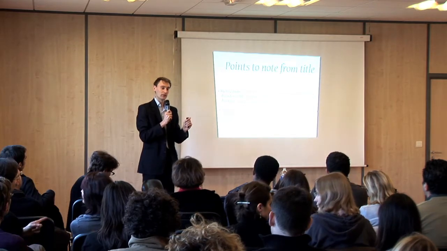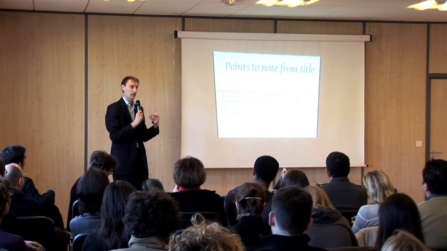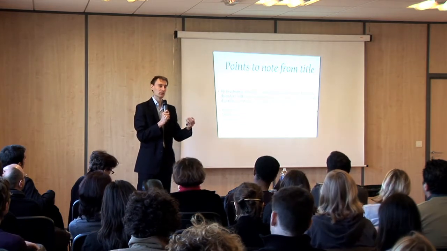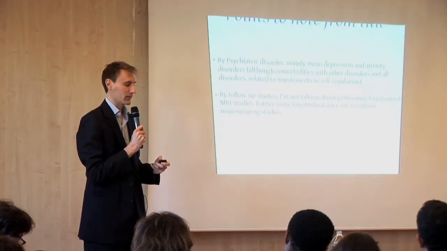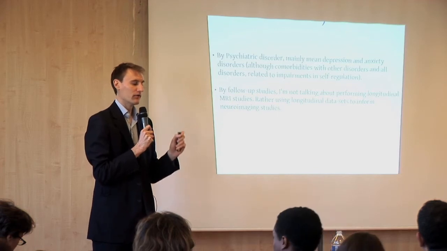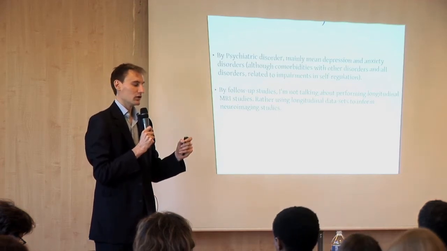By psychiatric disorder, I mainly mean depression and anxiety disorders, although as is well known, there are significant comorbidities with other psychiatric disorders such as bipolar disorder and schizophrenia. There are also high degrees of depression and anxiety symptoms within these other disorders. In addition, I'd argue that all disorders are arguably related to impairment in self-regulation, and we can discuss this a bit more in the talk. And by follow-up studies, I'm not talking about performing longitudinal MRI studies, but rather using longitudinal data sets to inform neuroimaging studies.